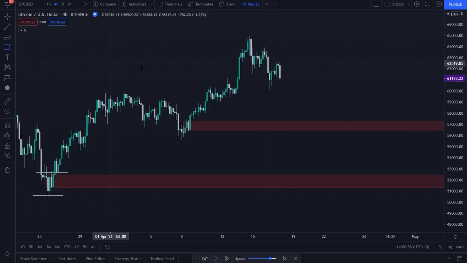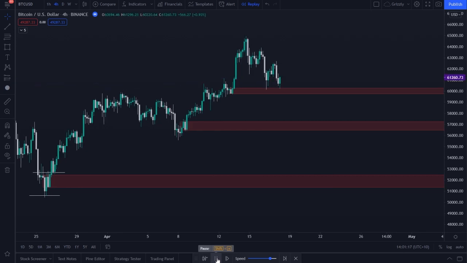Actually, while I'm there, we can also just see that there was another level of demand here that was respected. So you can see we had this consolidation, the market ran out. So say you got into a short position on this lower high, then here is your first area of interest. If we break this, that's your second area of interest. If we break that, then this is your third area of interest.